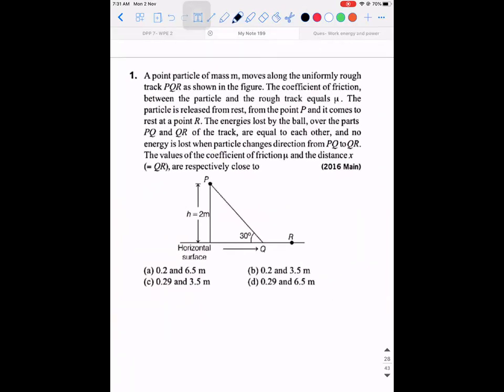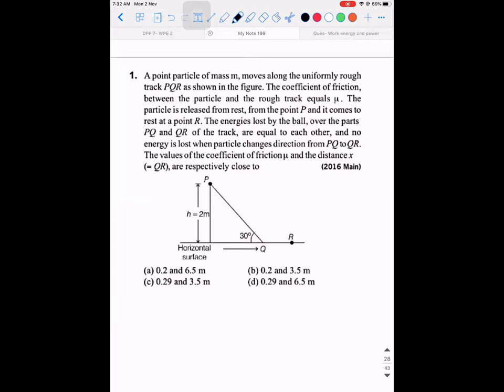So there is a point particle of mass m which moves along a rough horizontal track PQR as shown in the figure. The coefficient of friction between the particle and the rough track equals mu. The particle is released from rest from the point P, it comes to rest at point R.